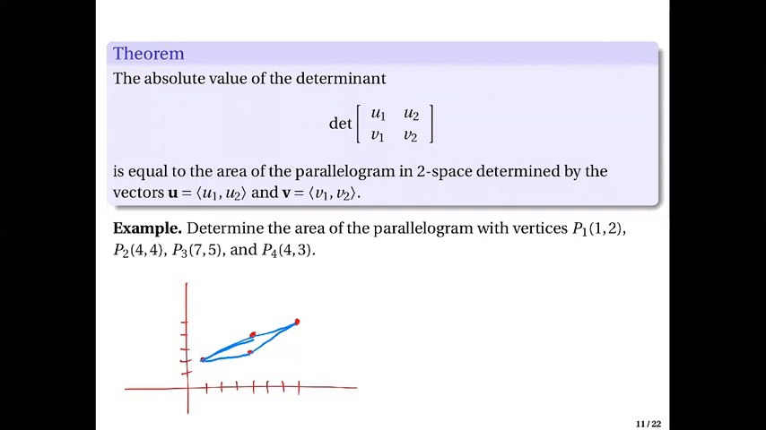So let's look at the labels here. This is your P1. This guy here, it's your 4, 3. So that's your P4. This guy here, it's your 4, 4. That's your P2. And then this guy here, it's your 7, 5. That's your P3. Okay?